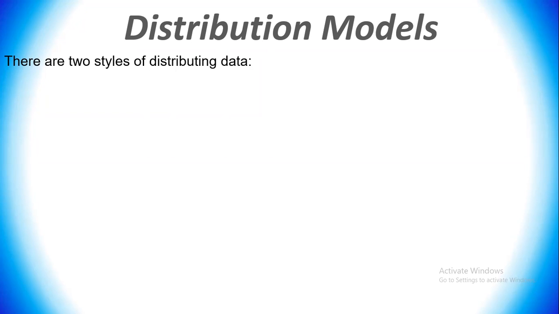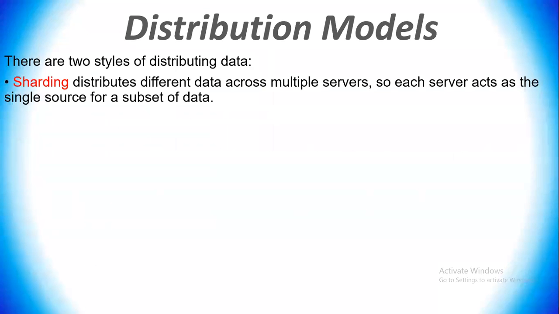There are 2 main methods of distribution, known as replication and sharding. Now we are going to discuss what each means, right? We'll first take a look at what sharding is. Sharding means distributing data, but not copying, across multiple servers.